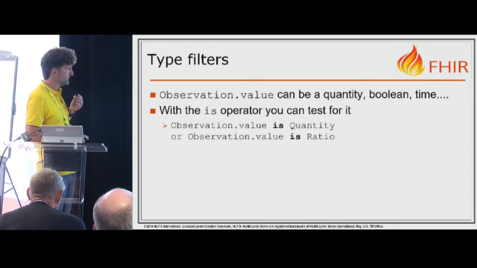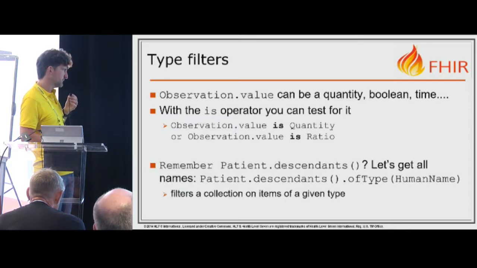There is a FHIRPath instruction called is. So you can say observation.value is Quantity would be true if the value is a quantity, or observation.value is Ratio, and so on and so on. And you can filter on it too. So patient.descendants, remember that one?